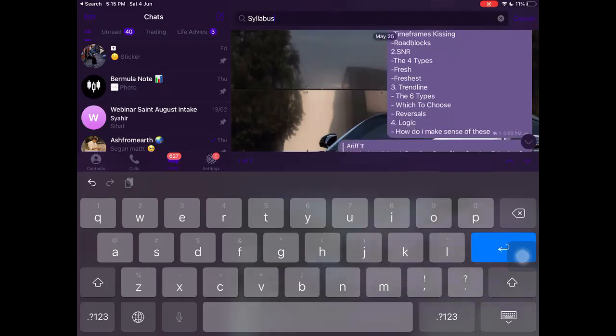And then of course there's SNR. SNR, there's 4 types. What is SNR? SNR is support and resistance. There are 4 types. And then there's fresh SNR, and then there's the freshest SNR. The freshest is your entry point. Fresh is your storyline point. I'll get to that in a bit.